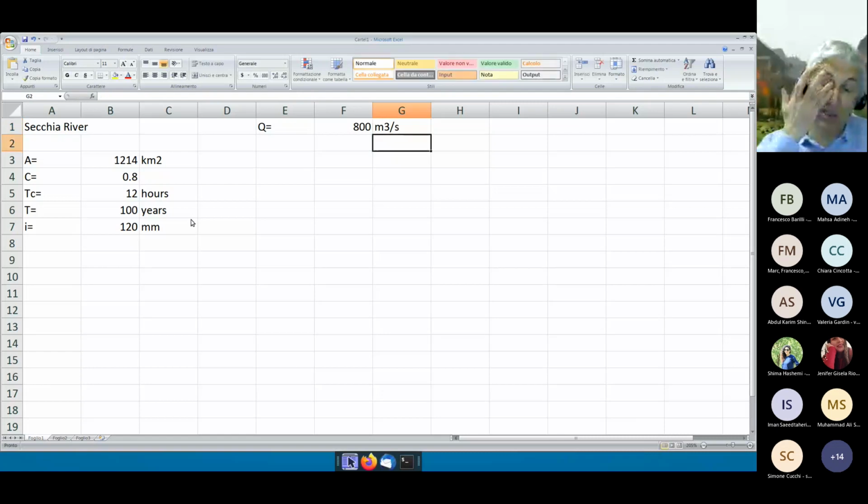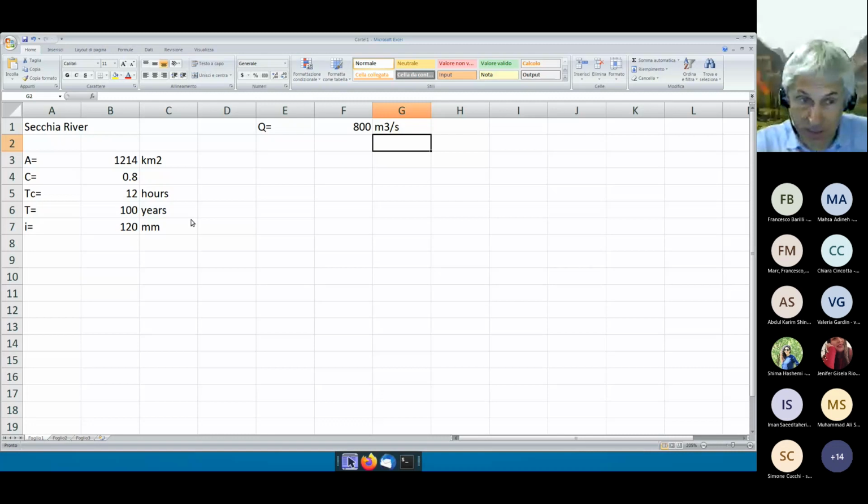Okay, so first of all, let's apply the rational formula in the current condition. Here I have to be very careful of the units because the units must be coherent. If I want to get the result of Q in cubic meters per second, I have to convert the area of the catchment in square meters.